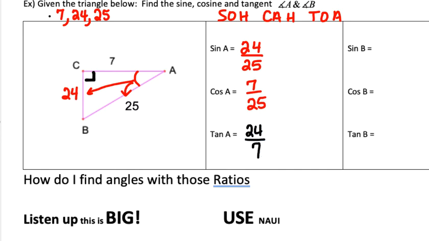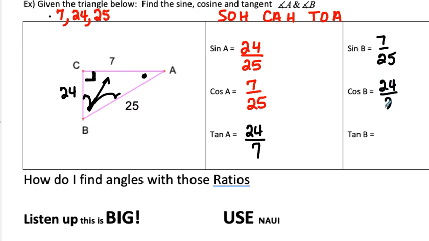Okay, now I didn't have to ask for angle A. I could have done the same thing with angle B. You're only always going to be looking for the acute angles, never the right angle, okay? Only the acute angles of the right triangle. All right, so sine of B would be opposite, so 7 over 25. Cosine of B would be, there's that 24, adjacent over hypotenuse, so 24 over 25. And then tangent would be 7 over 24. Okay, so those ratios have something to do with the angles.